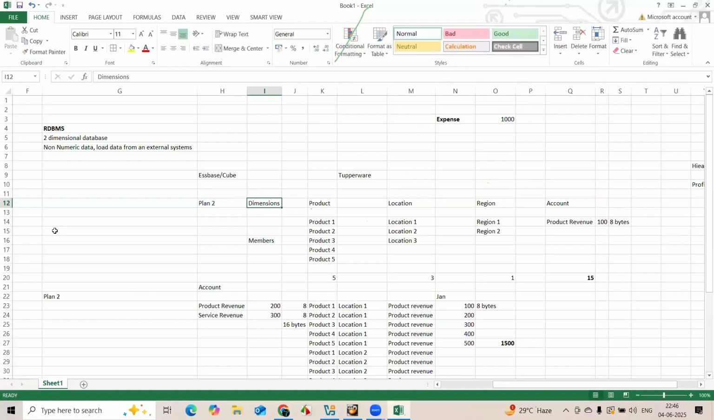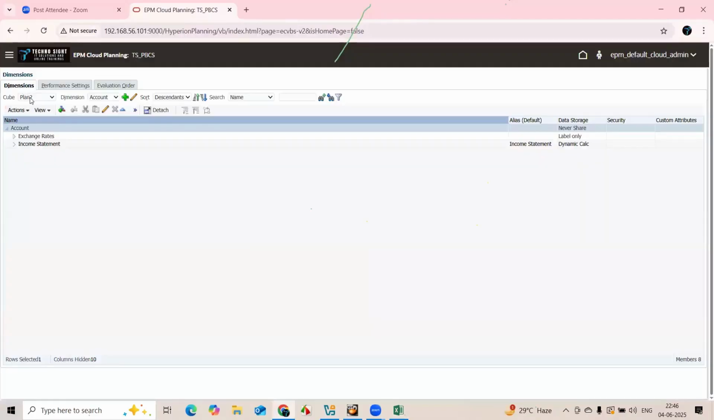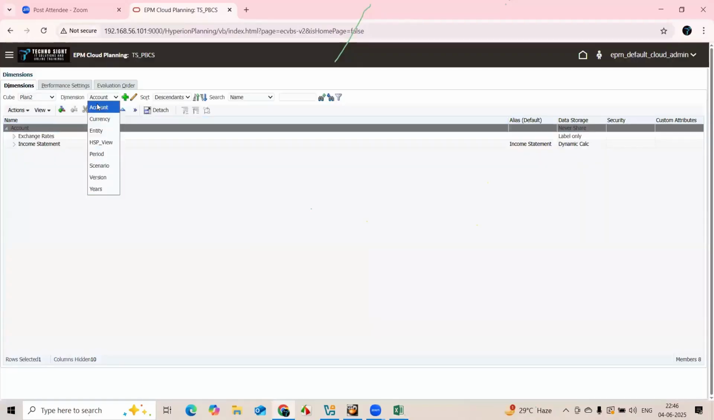In the plan to cube, from this Excel, what did you get? In the plan to cube, you have four dimensions, which are product, location, region, and account, right? In the product dimension, you have products. In the location, you have these locations. In this region, you have these regions. And in the account, you have these accounts. Similarly, in the plan to cube, these are the dimensions.